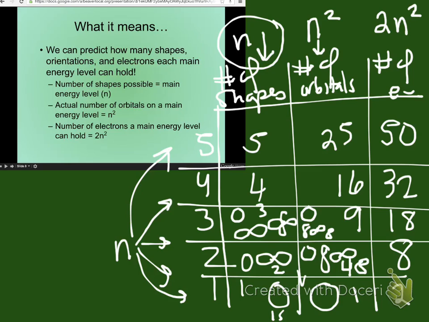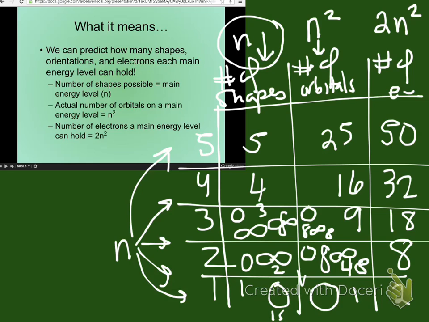2n squared. So I will ask you a question like, how many electrons are possible on the third main energy level? And you have to go, okay, well, n squared, 9 times 2, 18. Okay, pretty easy.